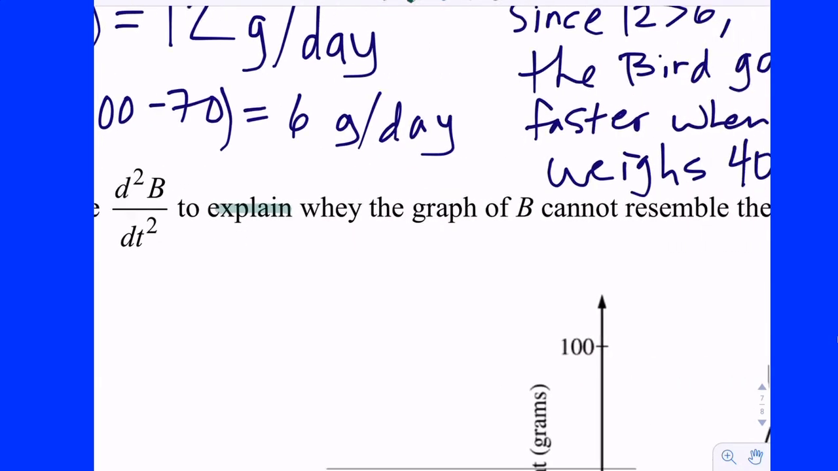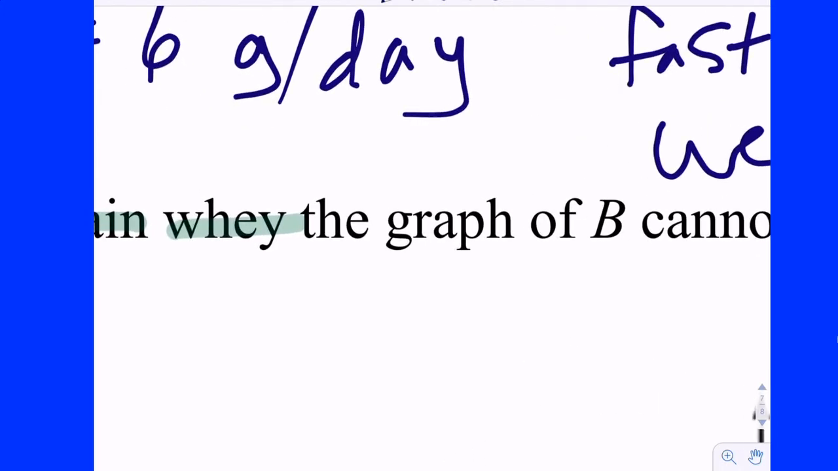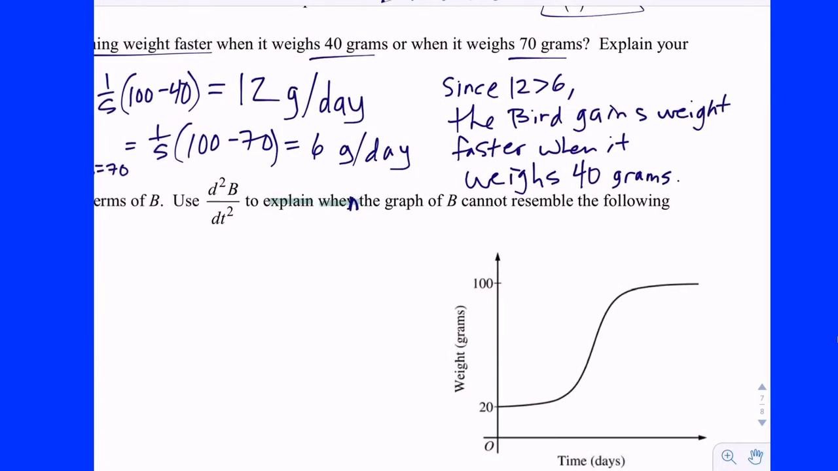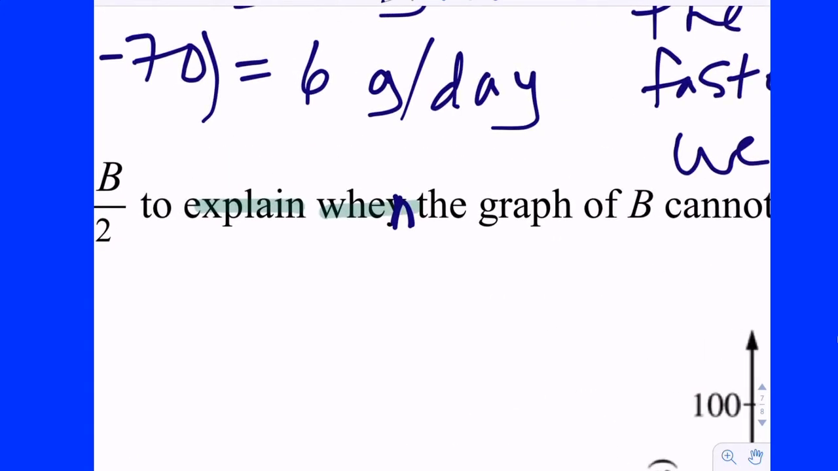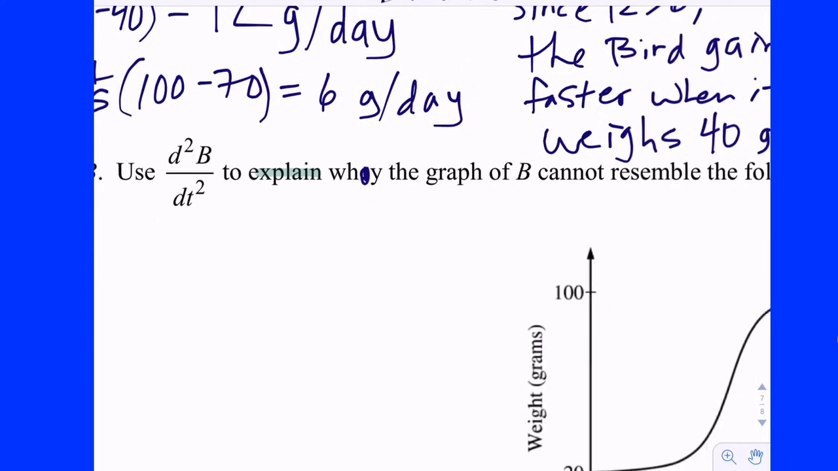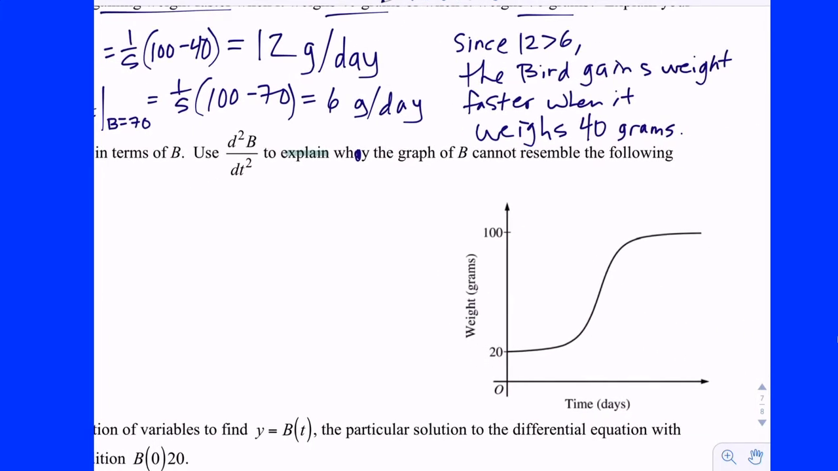Oh, there's that word again. Dang, my typist is horrible. When the graph of b cannot resemble the following graph. Oh, not when. Explain why. Sorry. Explain. The actual test did not have the typo. This is me transcribing it.